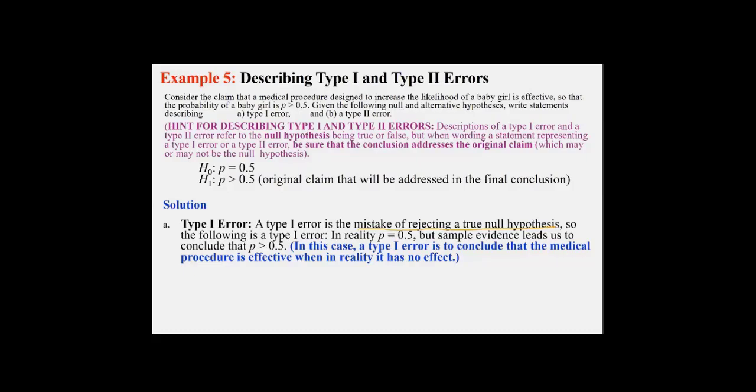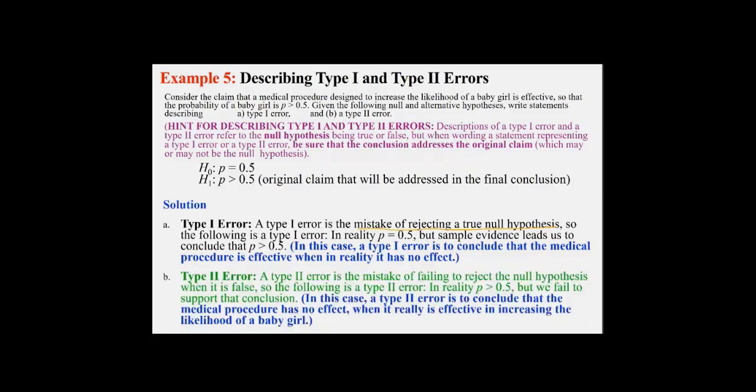And here's type 2 error. Type 2 error is the mistake of failing to reject the null hypothesis when it is false, so the following is a type 2 error. In reality, P is greater than 0.5, but we fail to support that conclusion. In this case, a type 2 error is to conclude that the medical procedure has no effect, when in reality it is effective in increasing the likelihood of a baby girl. What is type 2 error? When we fail to reject the null hypothesis when it's actually false.